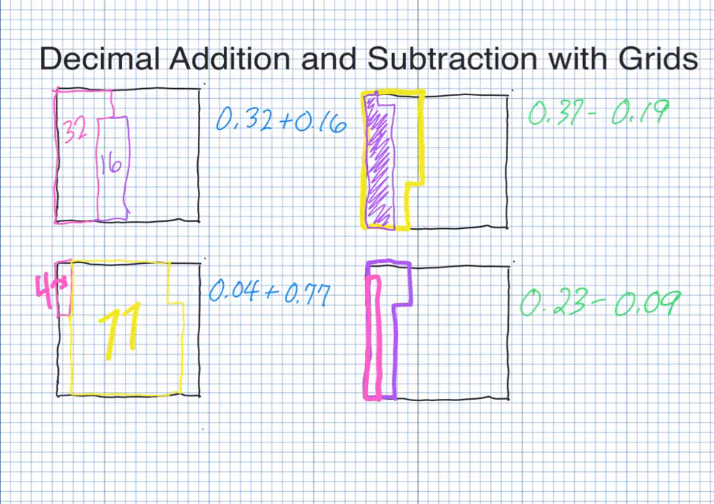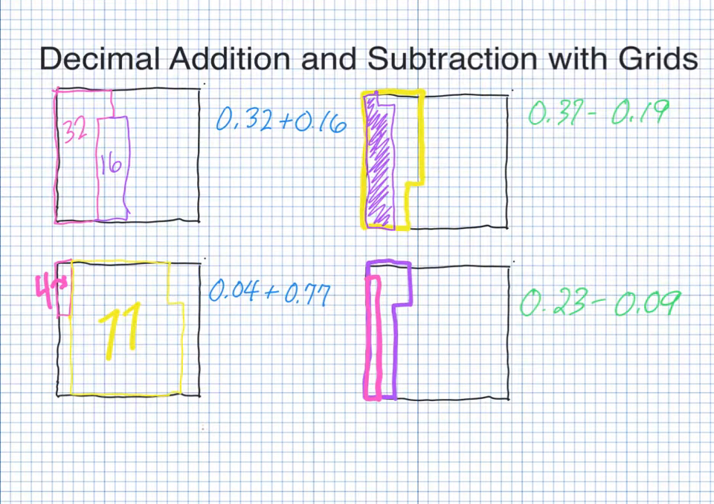Today we are going to be looking at decimal addition and subtraction with grids. Now as you can see here, I already have drawn in 4 grids and 4 math problems, and I'll go through and explain what we're looking at here. This first question here, we have 32 hundredths plus 16 hundredths.